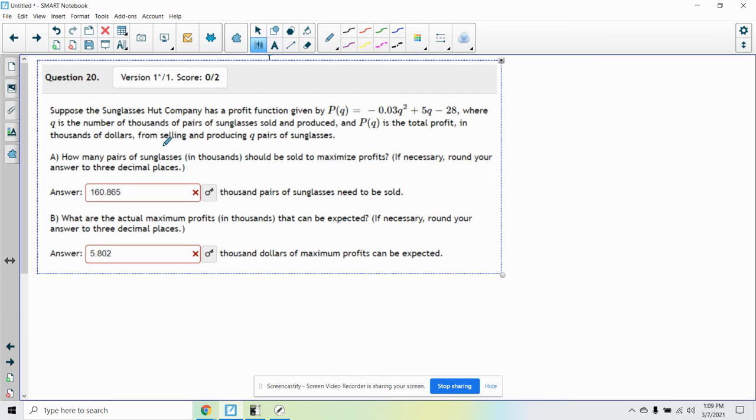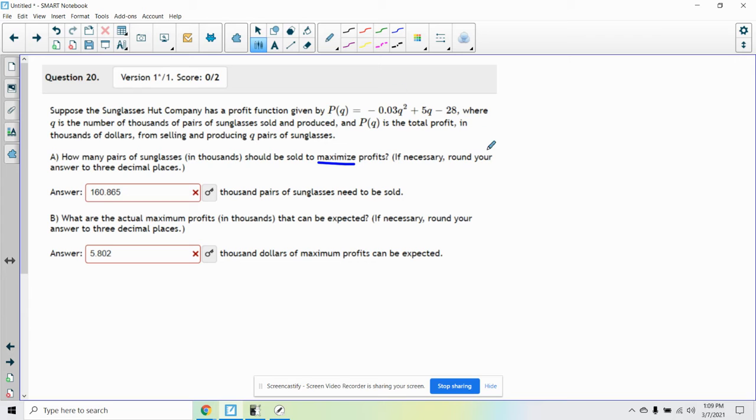So this talks about sunglasses, and it says we have a profit function here. How many pairs of sunglasses? So basically, what is Q to maximize profit? So we're maximizing something. So if I were to graph this, since it has a negative A, it's going to look like this. So I'm looking for the maximum, the top, the vertex. So we're using the vertex formula again.